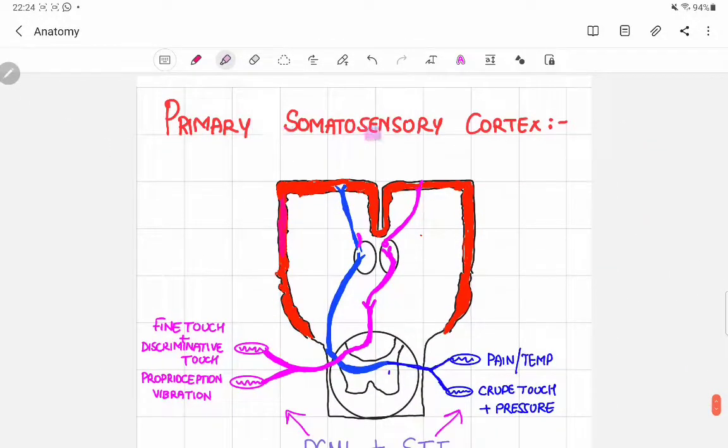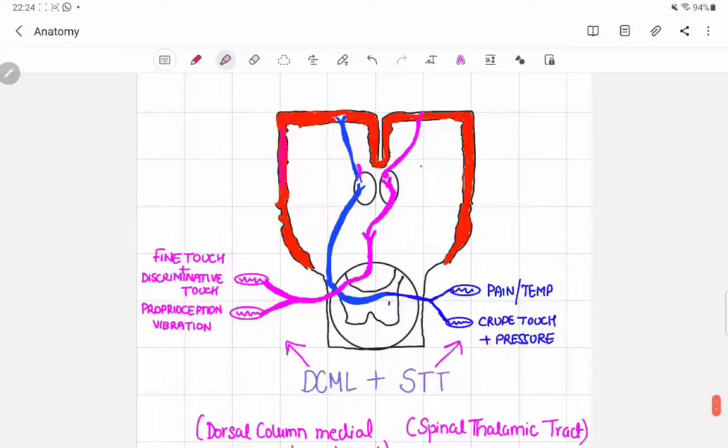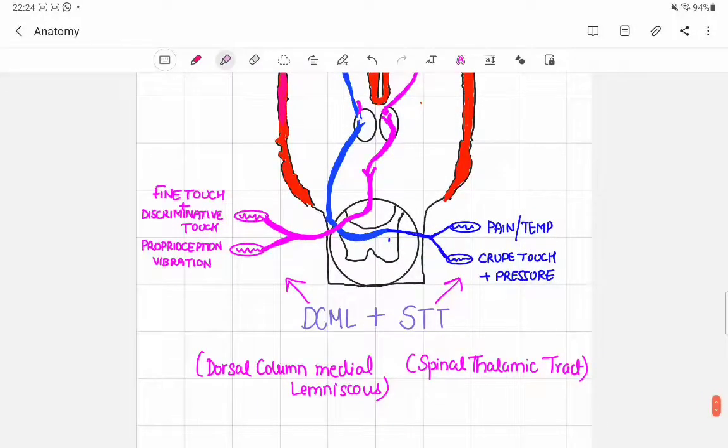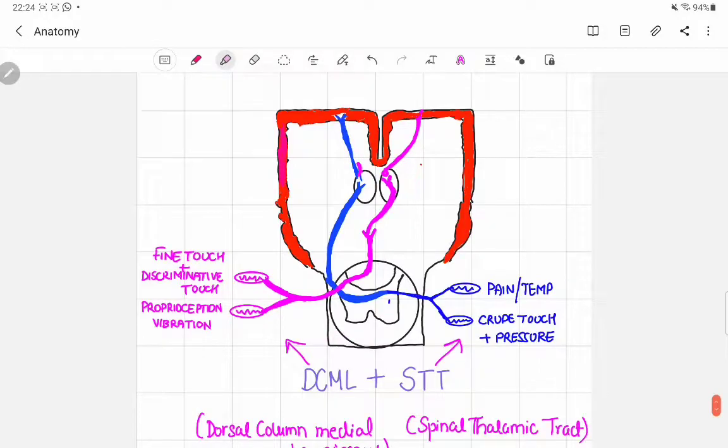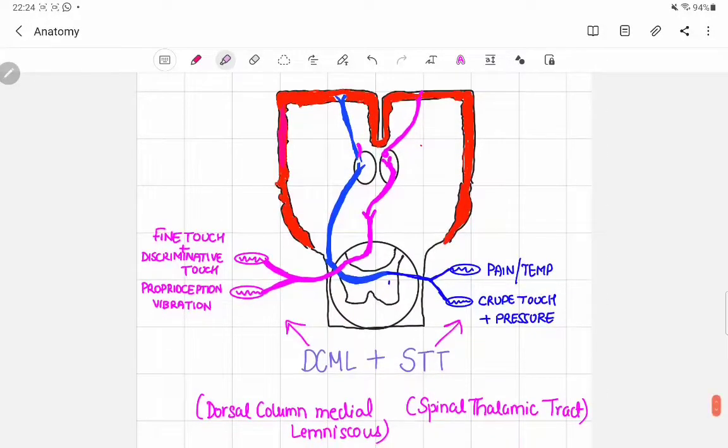First let us talk about the primary somatosensory cortex. This is the general structure of the primary somatosensory cortex. We have the dorsal column, the medial lemniscus, and the spinothalamic tract. The sensory information is coming from the dorsal column medial lemniscus, that is the DCML, from this side, and from the spinothalamic tract from this side.